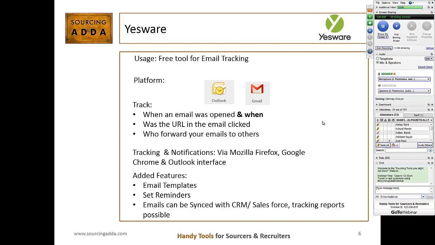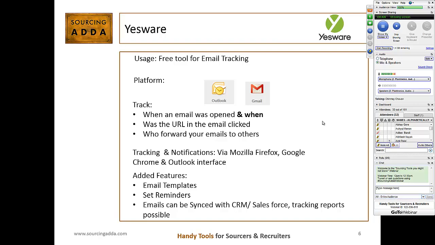And you can also see the location. But there is one catch here. If your internet line is being routed through another router, you can see a different location altogether, so be careful with that. You can see when an email was opened, when a URL has been clicked, and also if the email has been forwarded to others. The tracking and notification of this tool can be done through Mozilla, the Google Chrome application, or the Outlook interface.